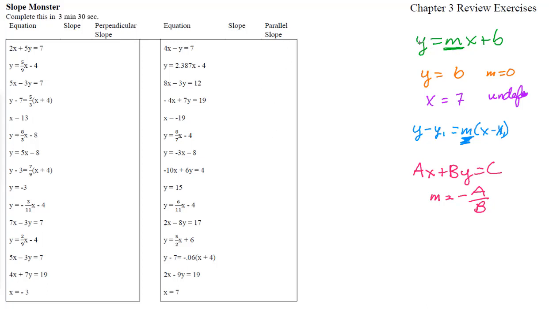So we'll start off and pick off each one of these and see how fast we can go. Let's find all the y equals mx plus b ones first. Ready, set, go. Here's one. That's 5/9. Oh, here's 8/3. There's a 5. There's one, -3/11. There's one, 2/9. And then on the next one, 2.387, 8/7, -3, 6/11, and 5/2, and that's it for that one.